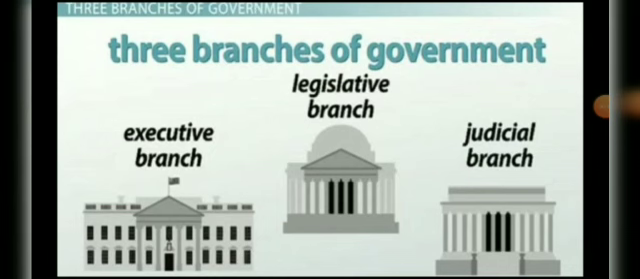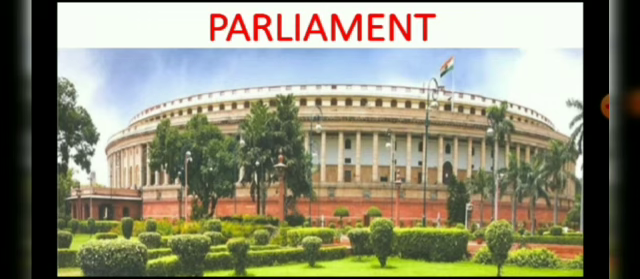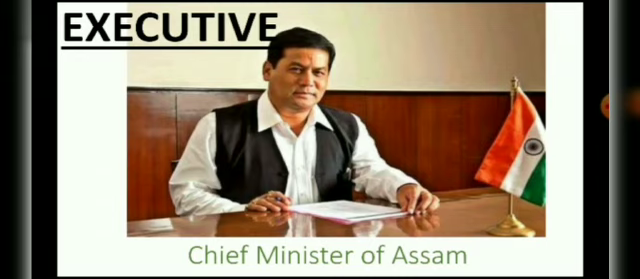rules and regulations. There are three branches of government: legislative branch, executive branch and judicial branch. In the legislative branch we have parliament. Here new laws are made and they are added in our constitution. In the executive branch, we have all the ministers and whatever law is made in the parliament, the chief minister or the other ministers will apply those laws in their respective fields. For example, the chief minister of Assam will apply the law in our state and another minister of another state will apply the same law in their own state.